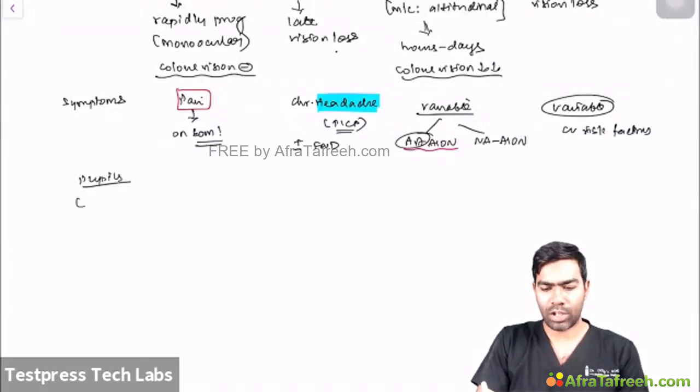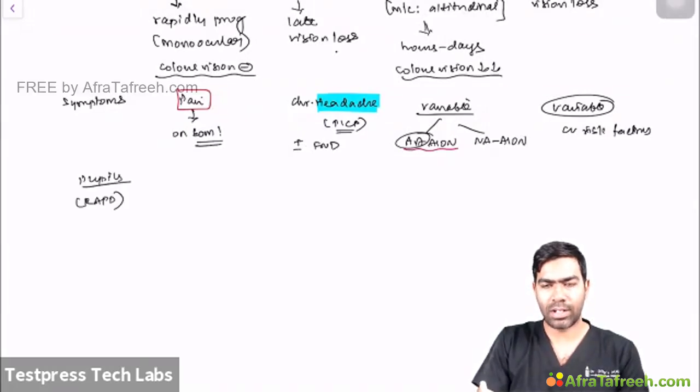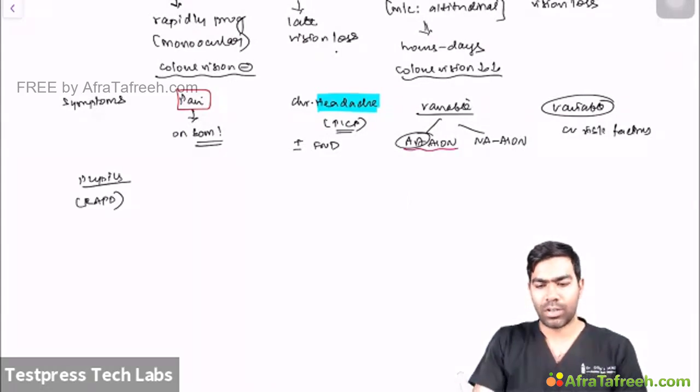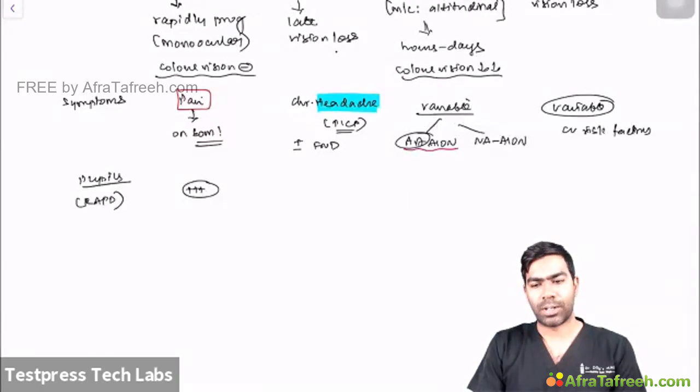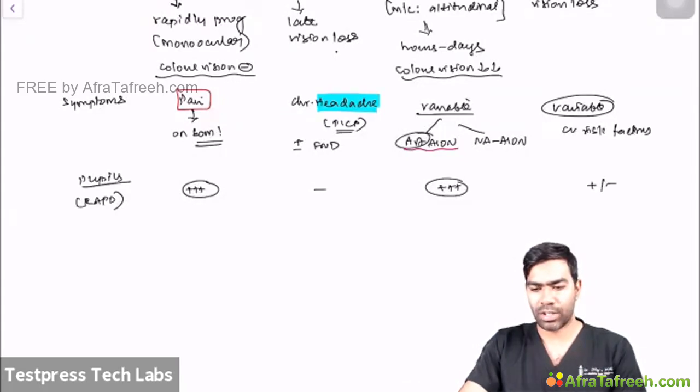Then what about the pupils? Pupils, which means I'm talking about where you will have RAPD, that is relative afferent pupillary defect. One of the classic areas where you develop RAPD is your optic neuritis. You will not have RAPD in papilledema. RAPD is again a classic feature of AON, but it may be there or may not be there. Again, it's variable in the setting of a CRVO.